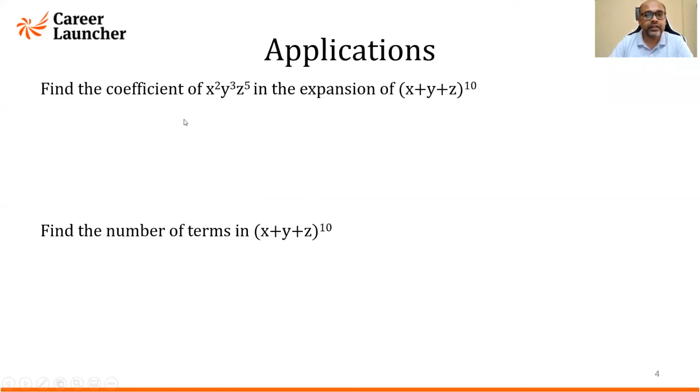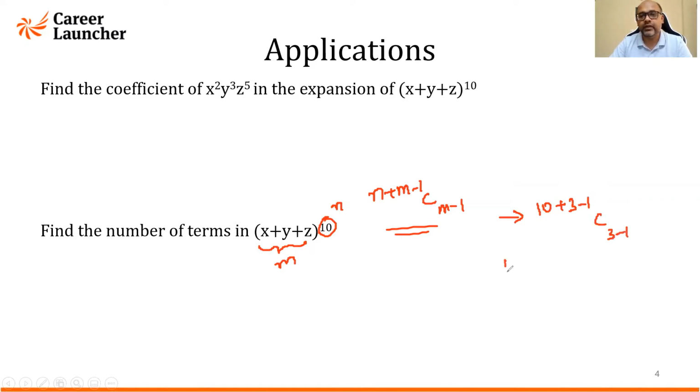Let's look at the next question. Find the number of terms. Again, this is the direct formula here. And the formula is m plus n minus 1 c m minus 1. What is this m? m is the number of terms and this is your n. So the answer here is supposed to be 10 plus 3 minus 1 c 3 minus 1, which is 12 c 2. These many terms are going to be there.